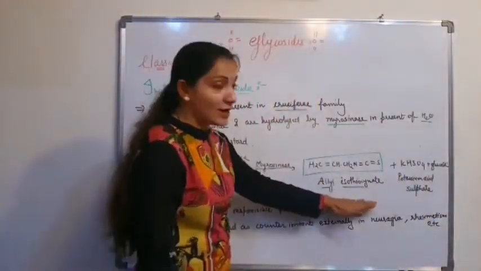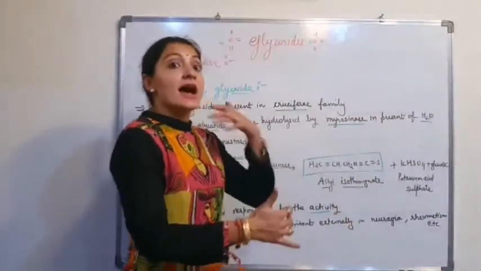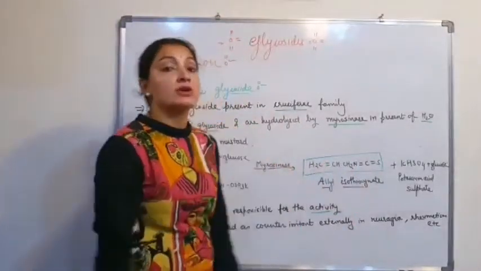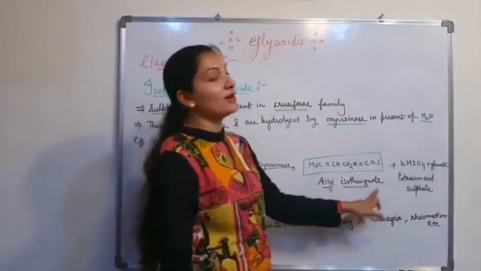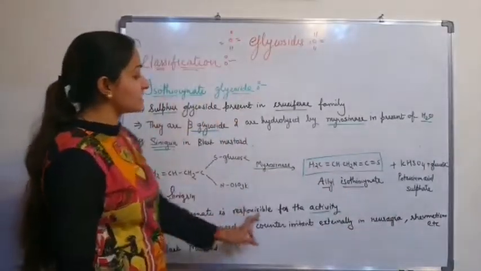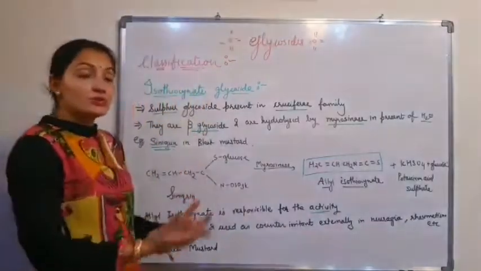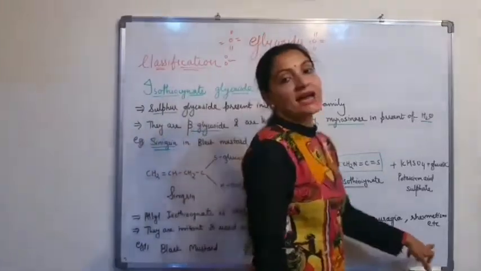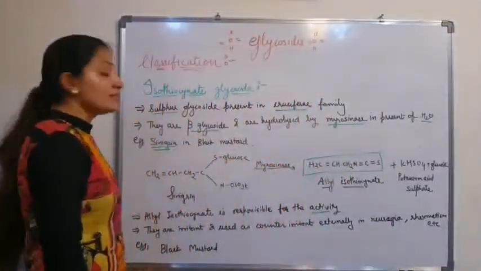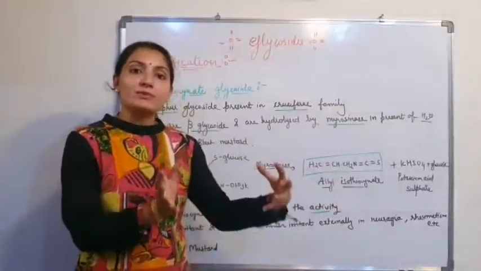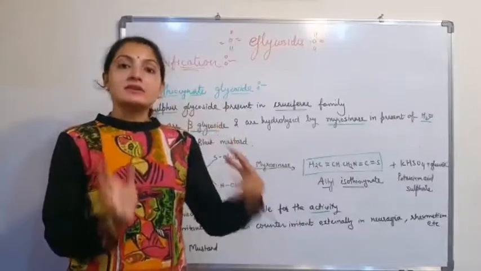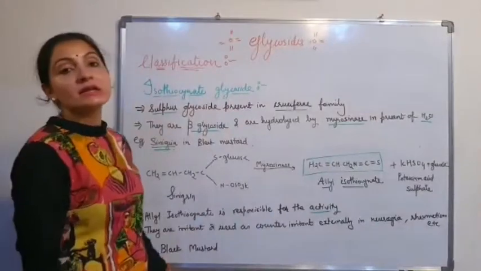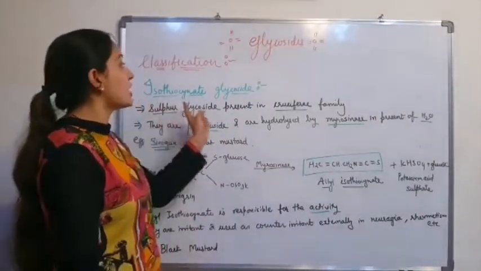The allyl isothiocyanate which is produced at the end is responsible for the therapeutic, medicinal and pharmacological effect. These drugs are irritant and are used as a counter irritant externally in neuralgia and rheumatic arthritis. Black mustard and brown mustard contain sinigrin, the isothiocyanate glycoside, so they are the examples of isothiocyanate glycosides.